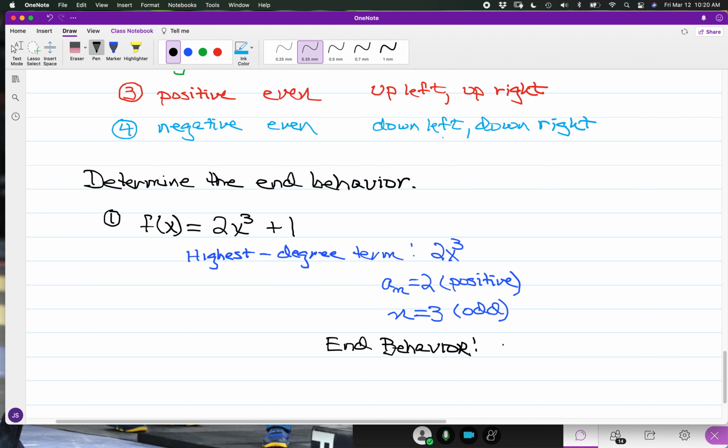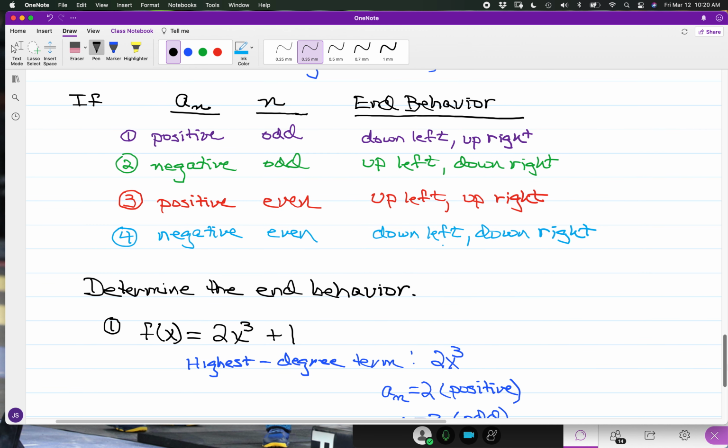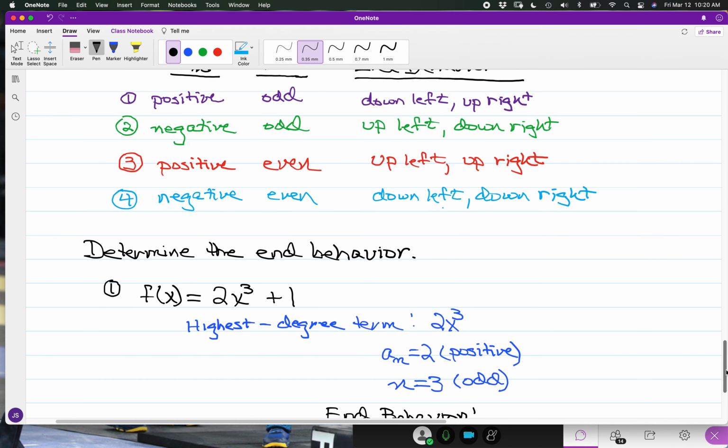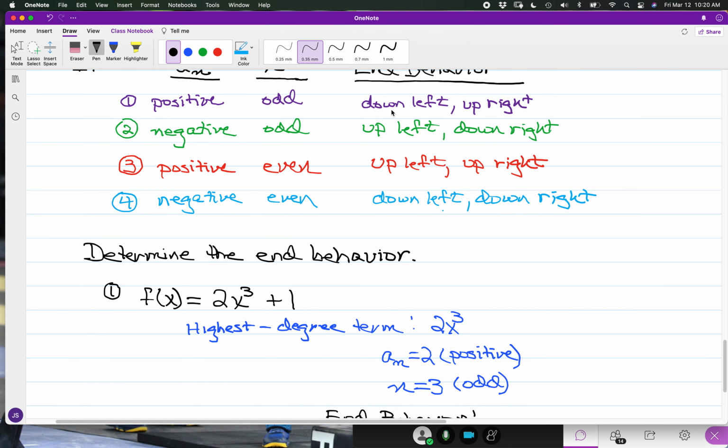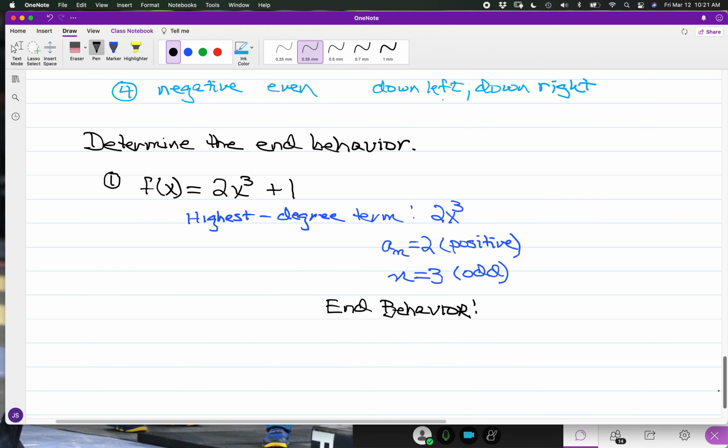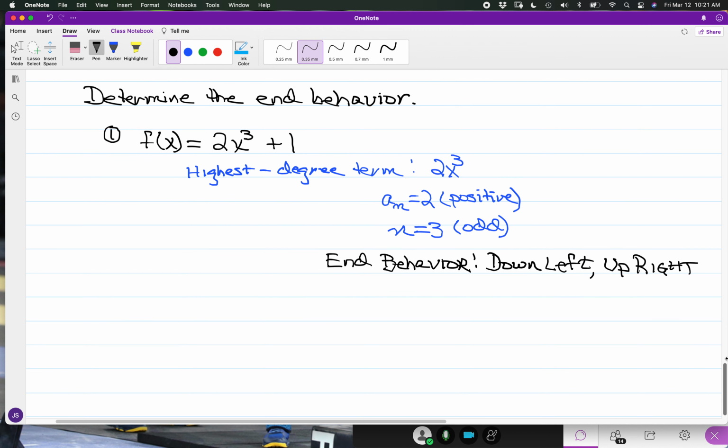So in the case of the end behavior, if you've got a positive leading coefficient and the degree is odd, the end behavior is going to be down to the left and up to the right, or falls to the left and rises to the right.